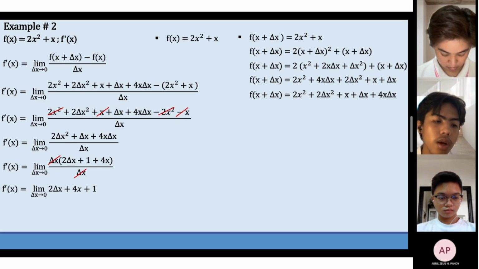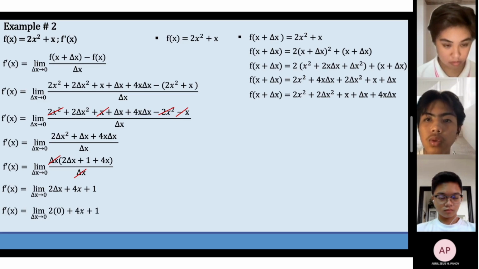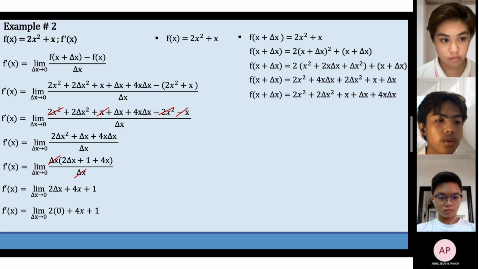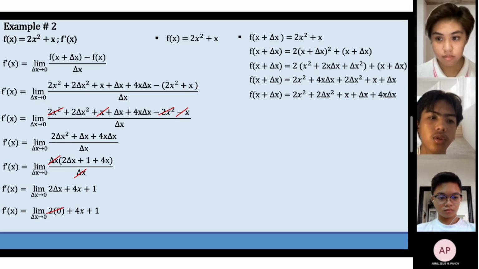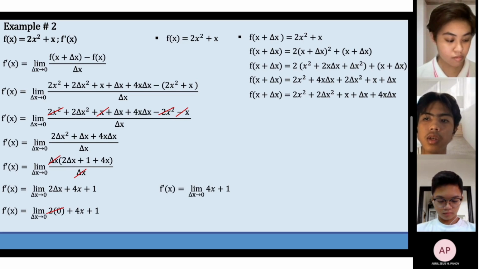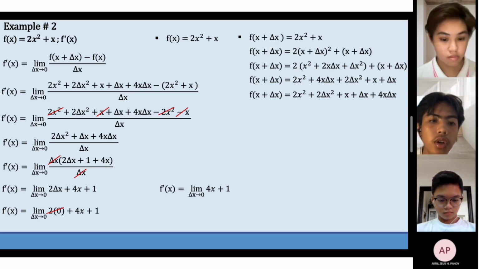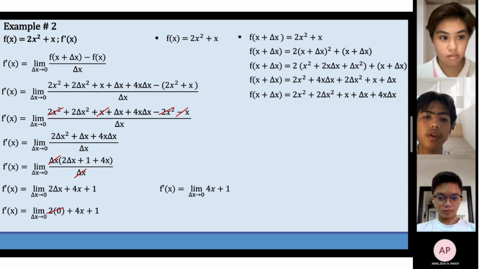Since there is nothing to combine or cancel, substitute 0 to delta x since delta x approaches 0. With this, we can remove 0 from the expression, and now we are only remaining with the limit of 4x plus 1. So if f of x is equal to 2x squared plus x, the derivative f prime of x is 4x plus 1.